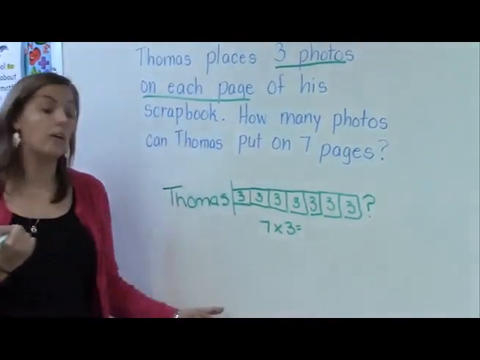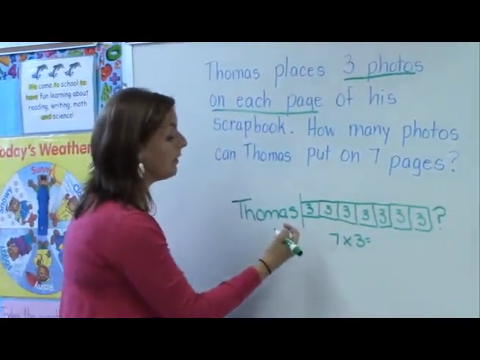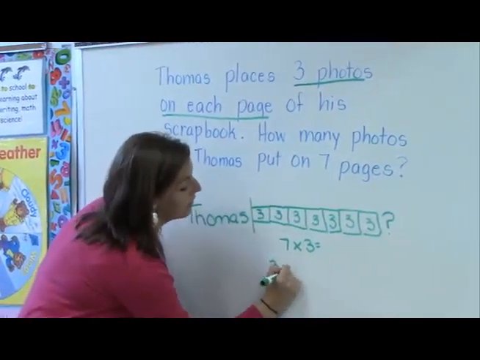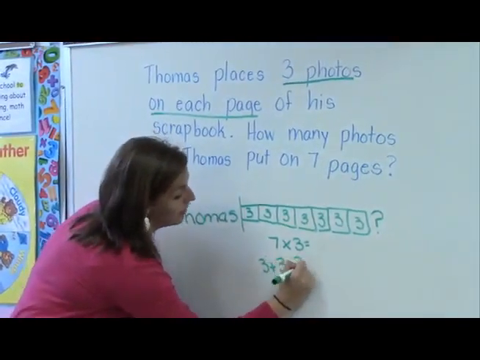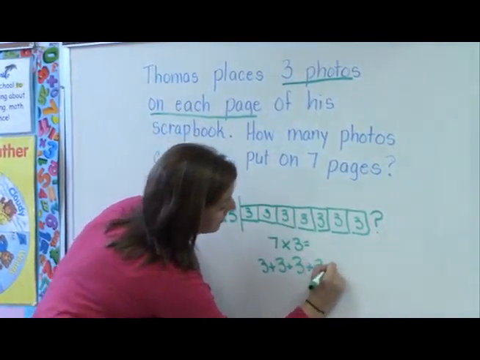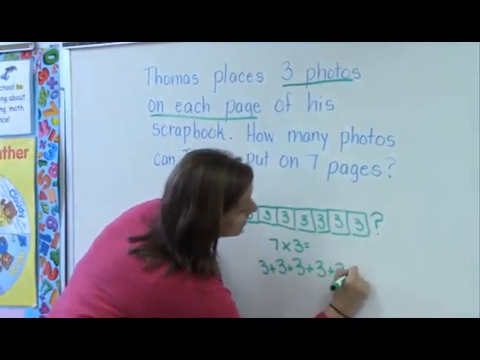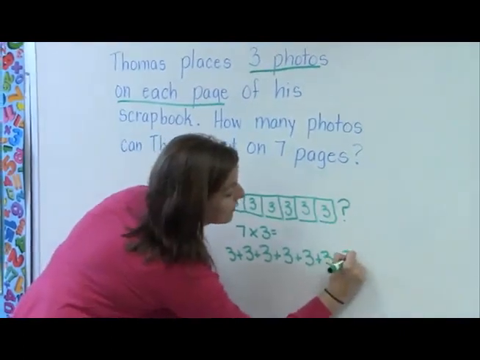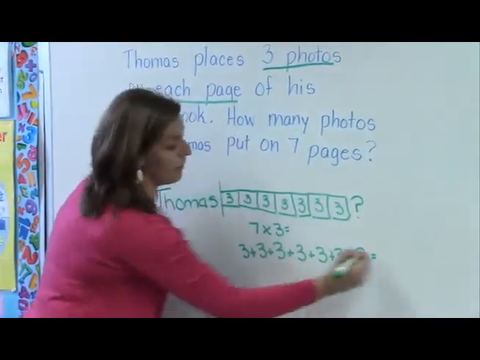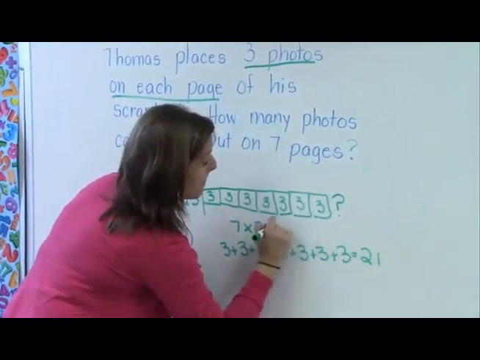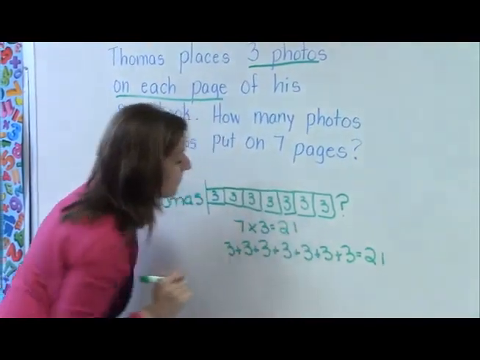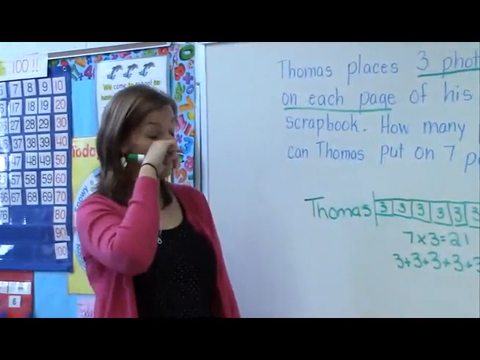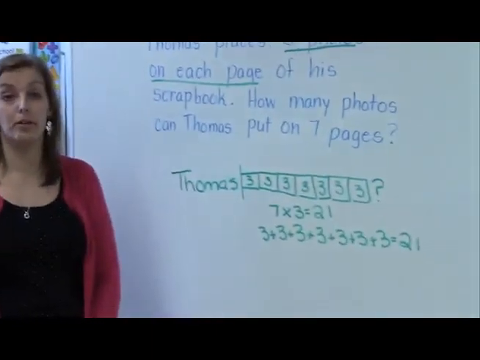Some 3rd graders are not ready for 7 times 3, so another way to solve it would be 3 plus 3 plus 3 plus 3 plus 3, 2, 3, 4, 5, 6, 1 more, 7 3s. And either way, the answer is 21. So Thomas can put 21 photos in his scrapbook.